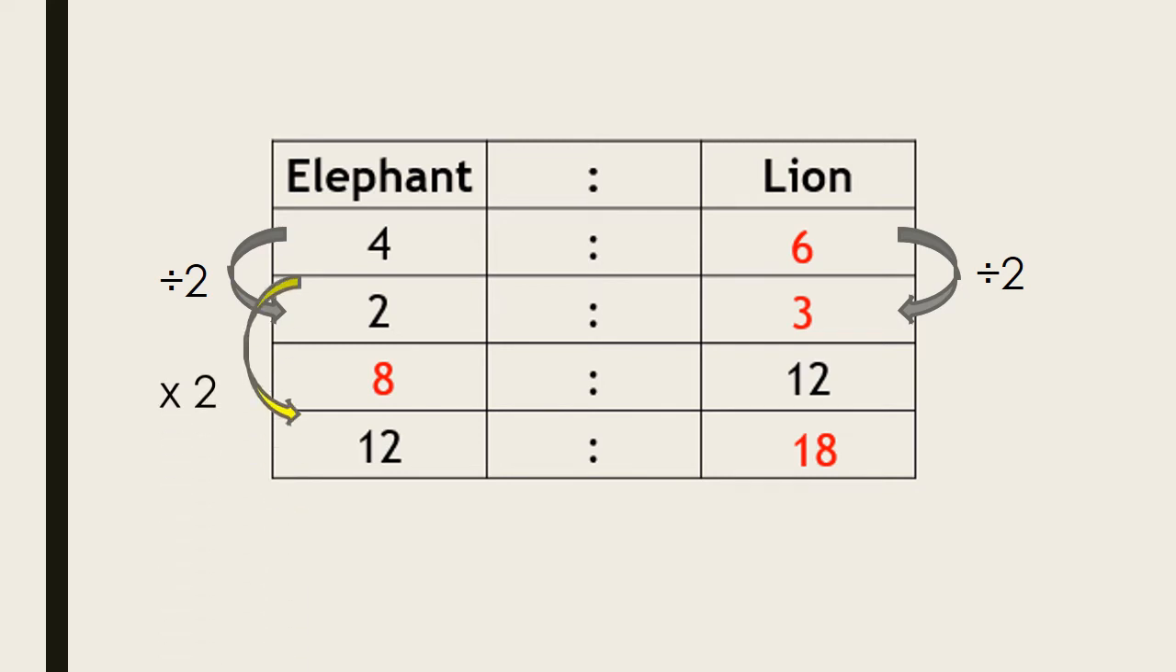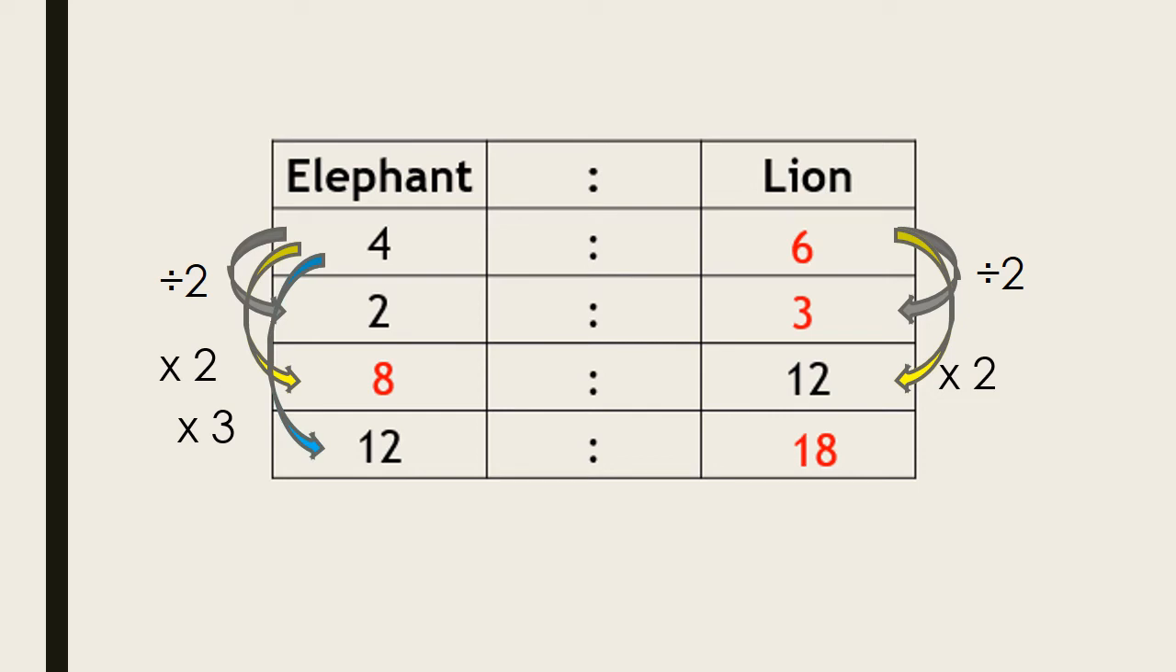If I stick with looking at the 4, if I times those 4 elephants by 2, I get 8 elephants. And so I must do the same with the lions. 6 times 2, which gives me 12. And finally, if I do 4 times 3, I get 12. So then if I do the same with the other side of my ratio, 6 times 3, I get 18.